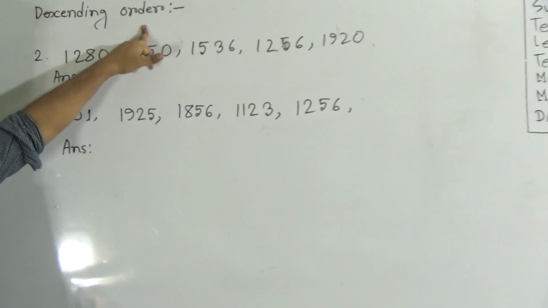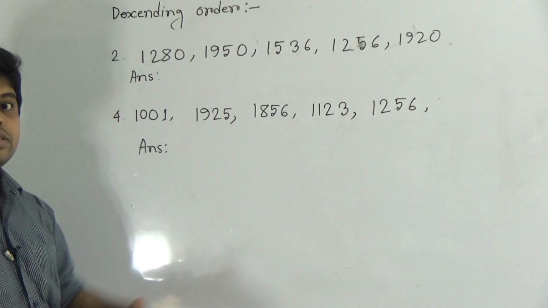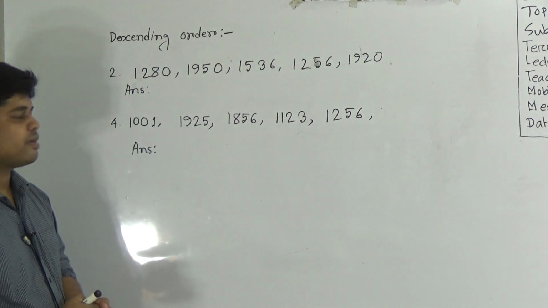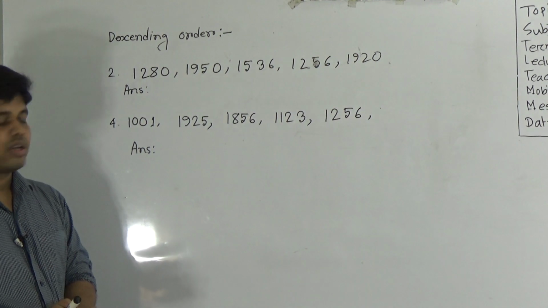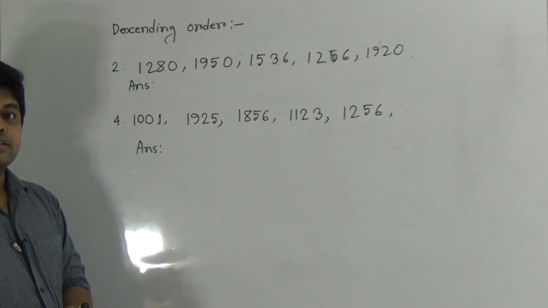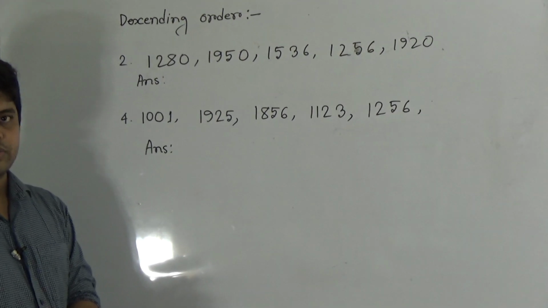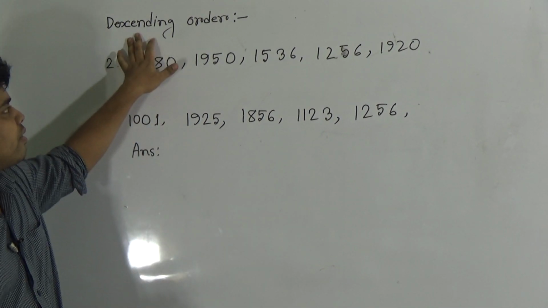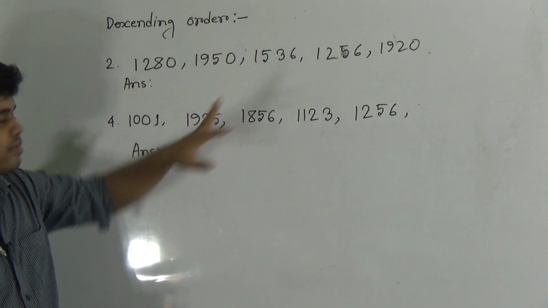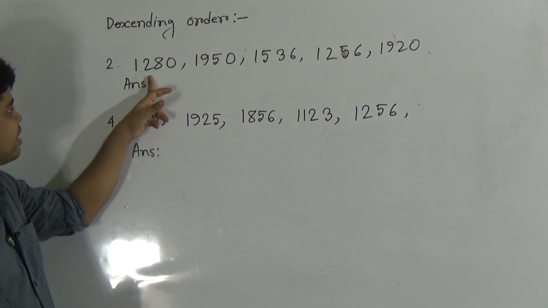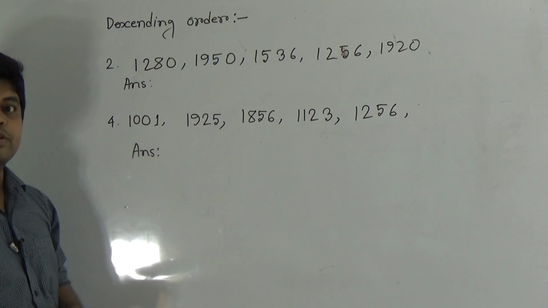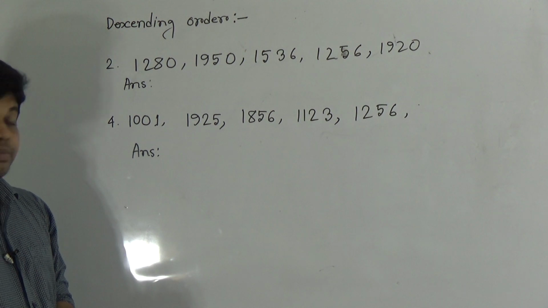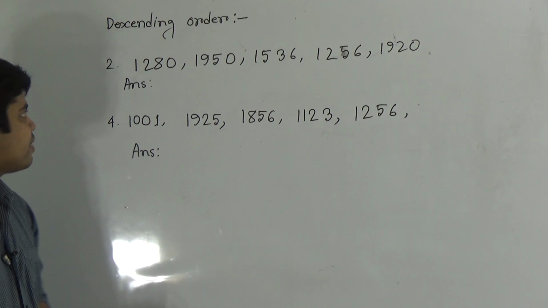Before starting to solve this math, at first we need to know what we mean by descending order. Descending order means some numbers are given which are not arranged. We arrange the numbers from greatest to smallest, or largest to smallest. So this is called descending order, that means larger to smaller. Here some numbers are given which are not arranged.